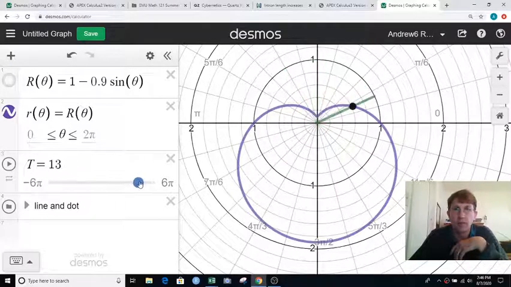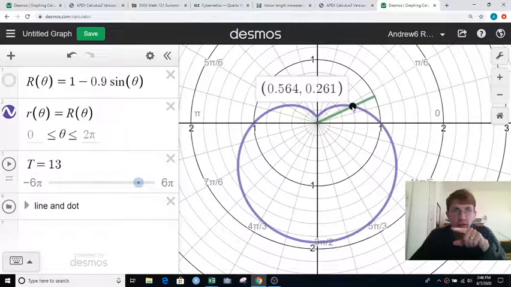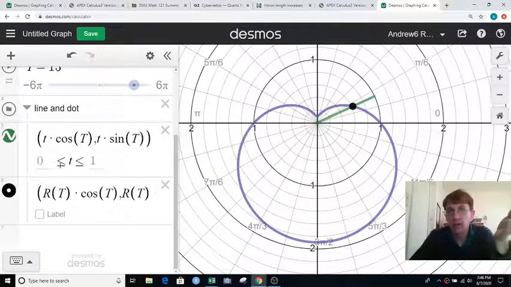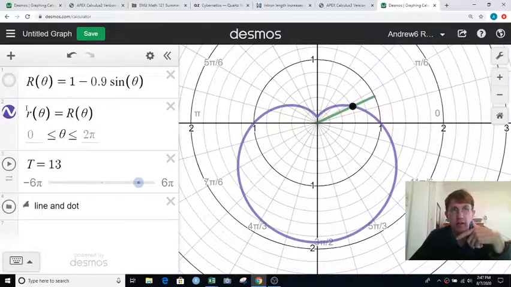By the way, this little green stick here and this point, it takes a little bit of magic to do that. You have to think back in rectangular coordinates. Desmos doesn't have a nice way of plotting a point in polar coordinates without converting it to rectangular, and we'll talk about that in a different video. So don't worry about what's going on there. You don't have to do that as part of the homework.